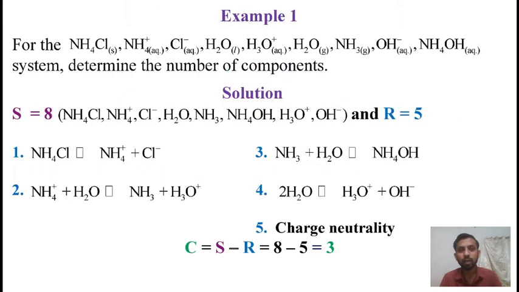Now see example number 1. Here a system is given. In that system, a total of 9 species are present: ammonium chloride, ammonium ion, chloride ion, H2O in liquid phase, hydronium ion, H2O gas, ammonia gas, hydroxide ion and NH4OH. In solution, S is equal to 8. Out of the total 9 species, we have written S is equal to 8. Why? Because in total chemical species, H2O liquid and H2O gas, for both the phases, the same chemical species is present, that is water. Therefore, instead of 9, S is equal to 8.